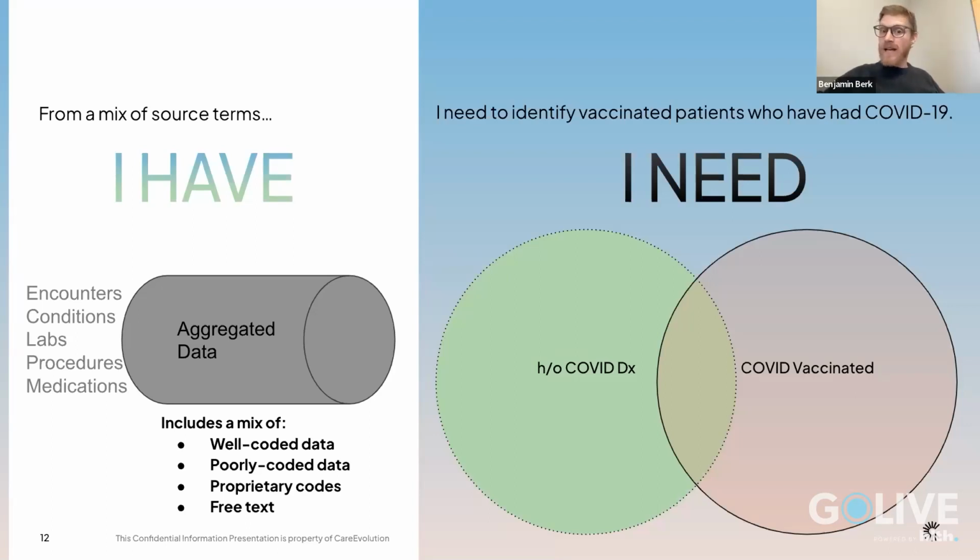We may have poorly coded data, and I'll give you an example of that. Plenty of proprietary codes, right? A lot of the EMRs have internal codes, and sometimes that's what makes it out into the data that is exported. And then plenty of times we have free text. We have what the clinician actually typed, actually put out in the export field.